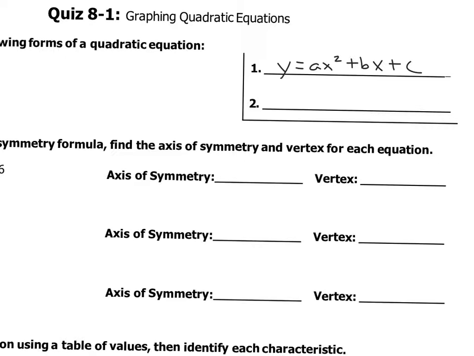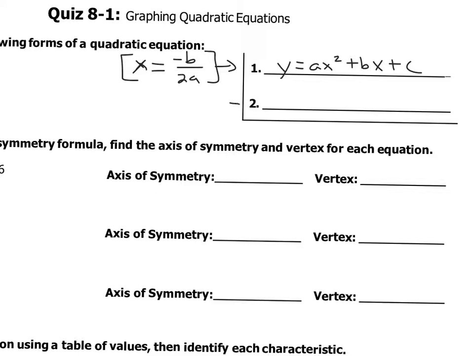by using the formula for the axis of symmetry, which is x equals negative b over 2a. That's the formula for the axis of symmetry, and we find it when a quadratic is in standard form. Remember this formula for tomorrow's test, very important.